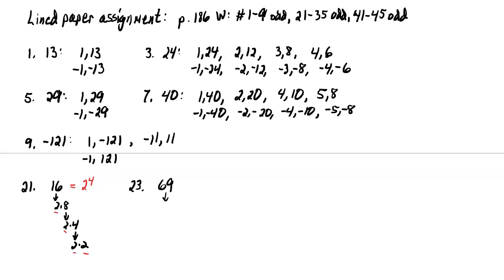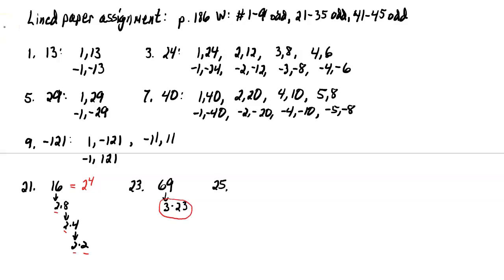69 does not divide by 2 because it's not even. It does divide by 3 because 6 plus 9 is 15, and that sum divides by 3. 69 is 3 times 23. 23 is one of our prime numbers from the list in our notes, so we can't further split up 23 with a branch. So the prime factorization is simply 3 times 23.